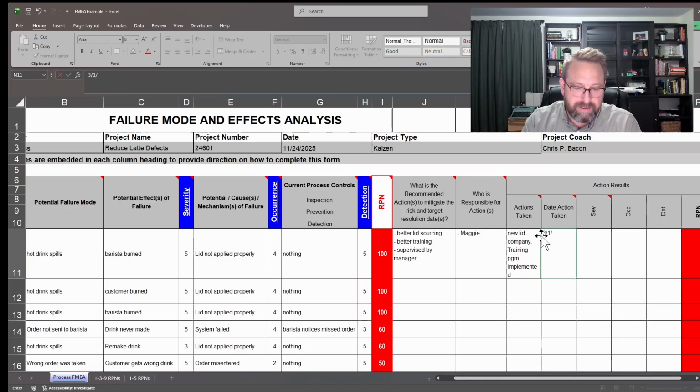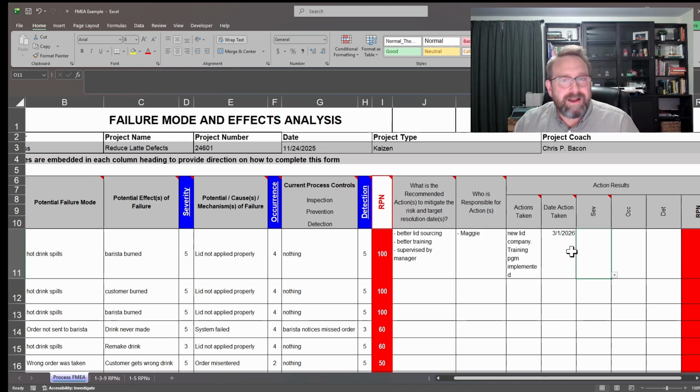Maybe we did that on the 3rd. So now we've got new lids. We've got our training implemented. We know training is pretty weak when we talk controls, right? It's not great. But the lids are interesting, right? So now let's rescore. Did the severity get any different? No, I don't think we're ever going to be changing the severity. The severity is the severity, so we shouldn't be messing with that. But the occurrence, hopefully we're bringing that down.